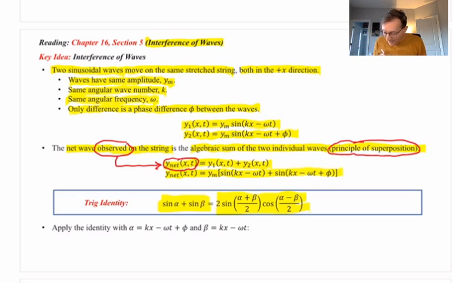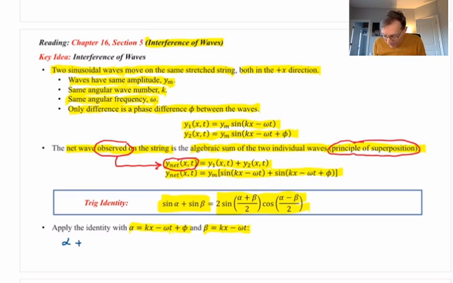We're going to apply that identity with, note, alpha being kx minus omega t plus phi, the argument of the second sine in our formula for y net. Doesn't matter which we pick, but then beta is the argument of the first sine, kx minus omega t. That's what I'm going to choose for the alpha and the beta. So let me just do a little bit of math here. Let me see what I get.